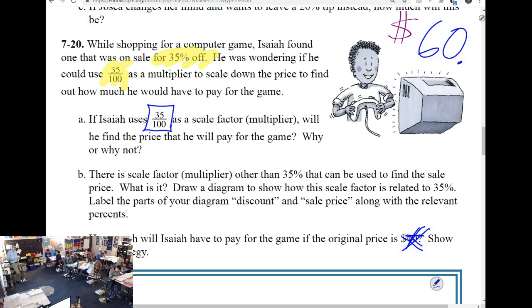So if Isaiah says, guys, I know how to find the price of my game, it's 35% off, I just multiply by 35 over 100. Will that work? Anyone have opinions for me on that? Will that work? Well, hang on, because that's not what we're... So the question I'm asking is, will what he says in A work? Chloe?